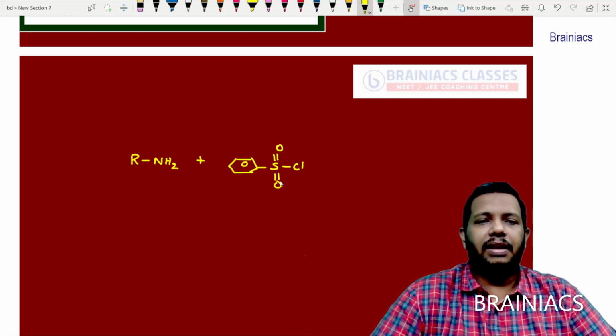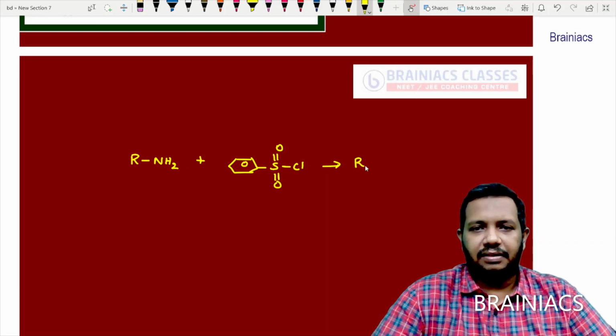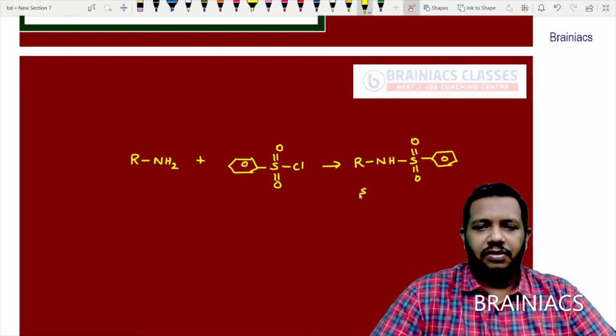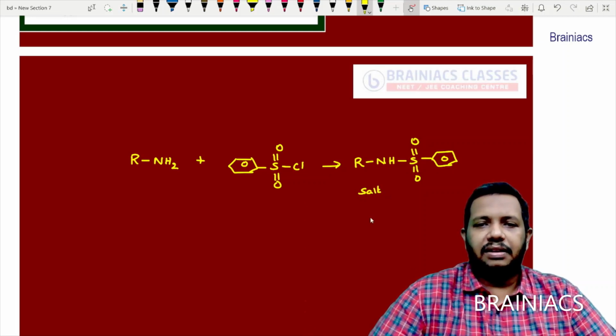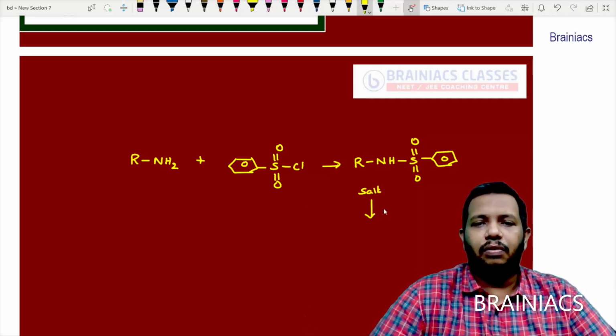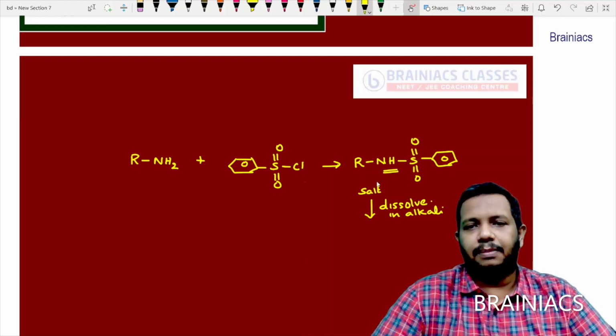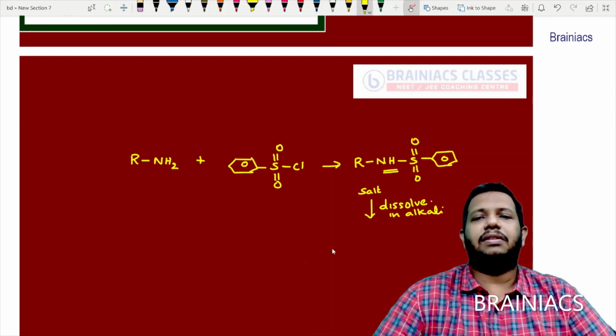So it will eliminate the chlorine and it will form something like this: RNH, and you have S double bond O like this with the benzene ring. Once this compound is formed, this is a salt, we know, and this can be easily dissolved in alkali. Why does it dissolve in alkali? Because it has a displaceable hydrogen. Because of that, it will dissolve in alkali.